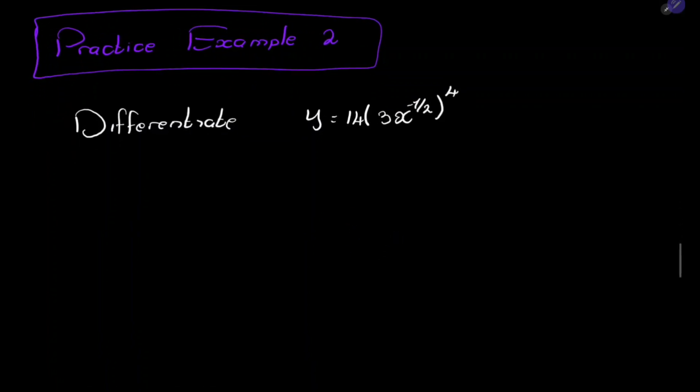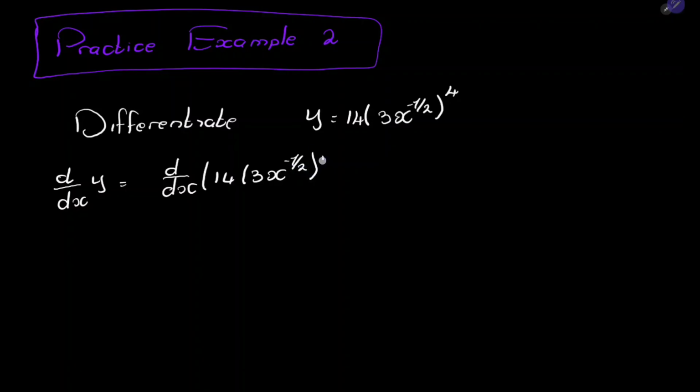First of all, identify our outer function and inner function. But before we do that, let's remove this 14. We notice that the derivative with respect to x of y, which is the same as the derivative with respect to x of 14 times (3x to the negative half) all to the 4, is the same as 14 times the derivative with respect to x of (3x to the negative half) to the power 4. So this is just an application of the constant multiple rule.